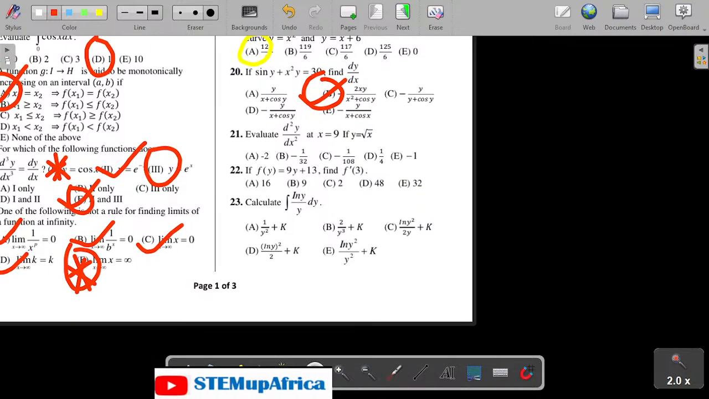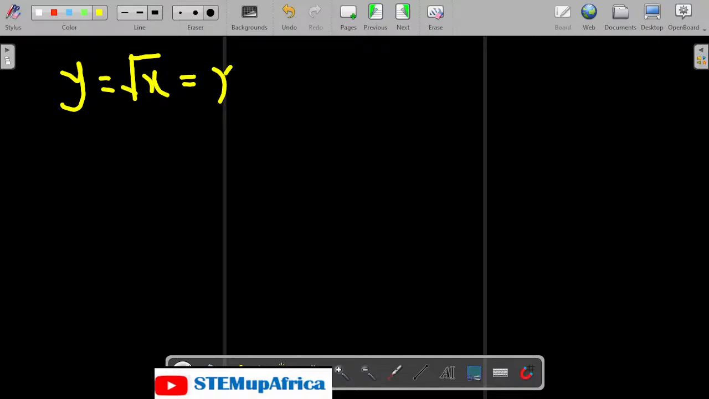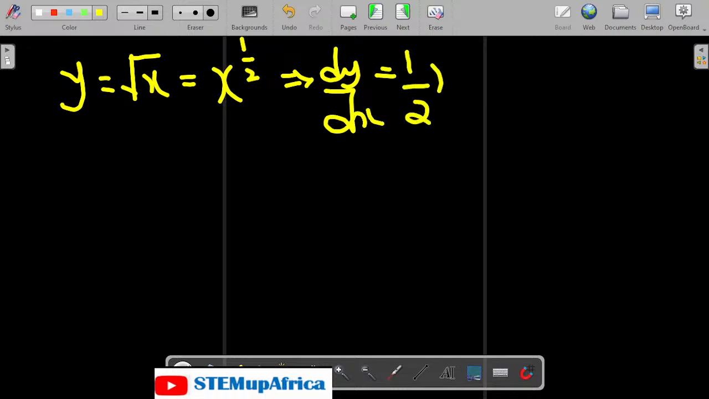Let's check question 21. Question 21 says you should find d squared y by dx squared at x equals 9 if y is root x. So they gave us y as the square root of x. I will write this as x raised to the power half, following the law of indices. Now we differentiate it. This implies that dy/dx is 1 over 2 times x to the power minus 1 over 2. This is now the first derivative. So let's find the second derivative.